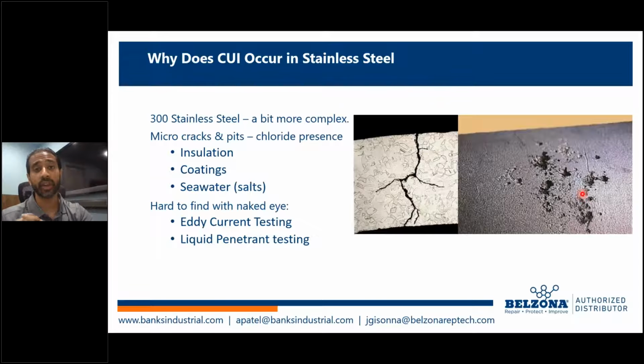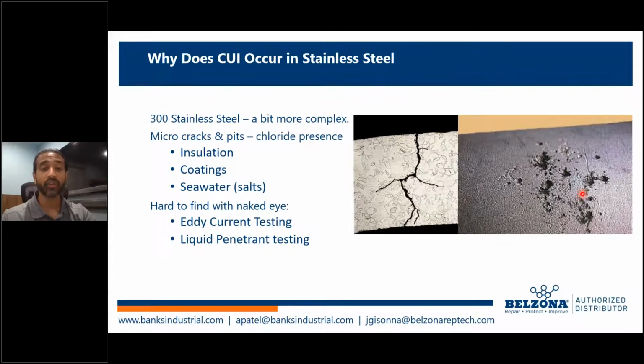So stainless steel is another area where you could potentially have CUI issues. It's a little bit more complex. It works a little bit differently. So you have what they call chloride stress corrosion cracking. These are micro cracks and pin pits that will happen on the stainless steel itself. Generally, it occurs because of the presence of chloride. Well, where does this chloride come from? Well, the insulation you might be wrapping your piping in may itself contain some of these chlorides. And if they do and they're not properly spec'd, you're going to end up with an issue because of that.